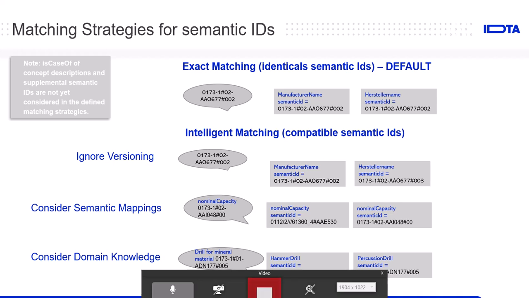is again an example from E-class. Here we have a drill for mineral material, and a hammer drill and a percussion drill, at least according to E-class, so I don't have knowledge on this, are kinds of drill for mineral material and are both suitable for it. So if you are looking for something for drilling mineral material, both of them might be a match for your application. We are not saying that these matching strategies are complete, only giving you an example of what this means in practice.